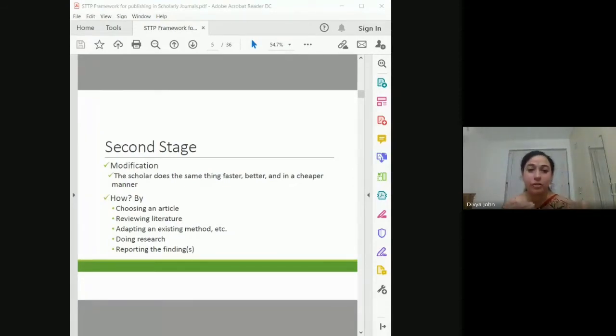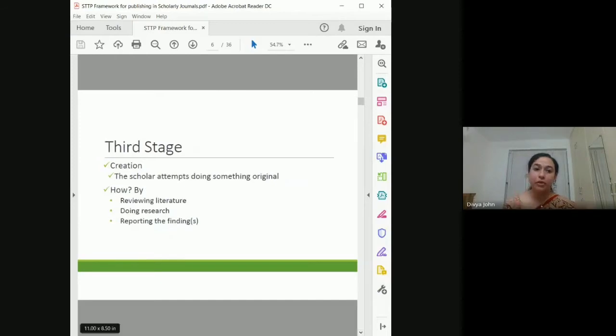So the stages would be, for example, the first thing would be choosing the article. Then you would be reviewing the literature part of it, like reading all the works from the works cited. Okay, so the third stage is, whatever the existing method is, you're making an alteration to that particular method. There might be a lot of researchers who have spoken about this particular method, and a lot of researchers who have done different things in it.